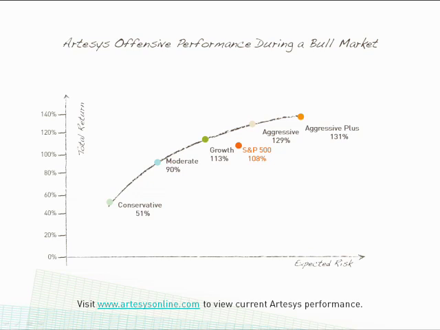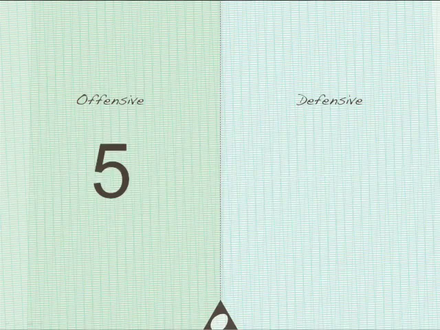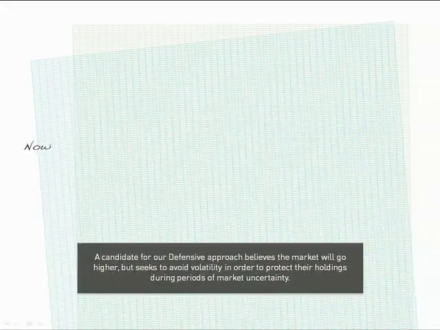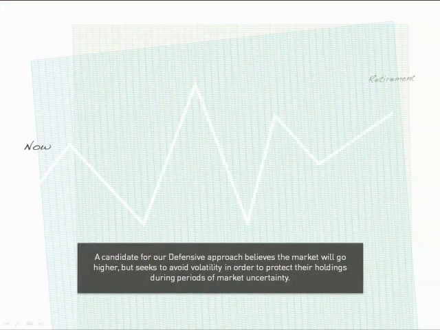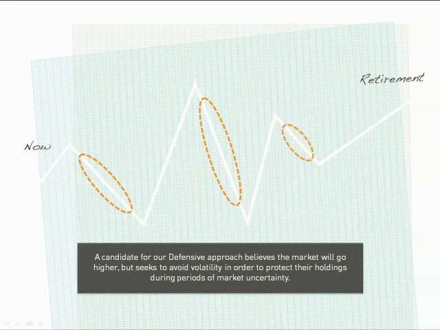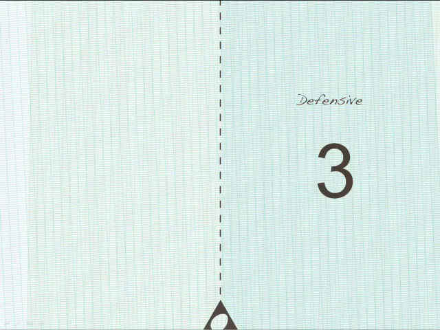For the more conservative investor, we offer 3 defensive portfolios. A candidate for the Artesis defensive approach believes the market will go higher, but seeks to avoid volatility during periods of market uncertainty, as circled, in order to protect their holdings. The three defensive portfolios are conservative, moderate, and growth.